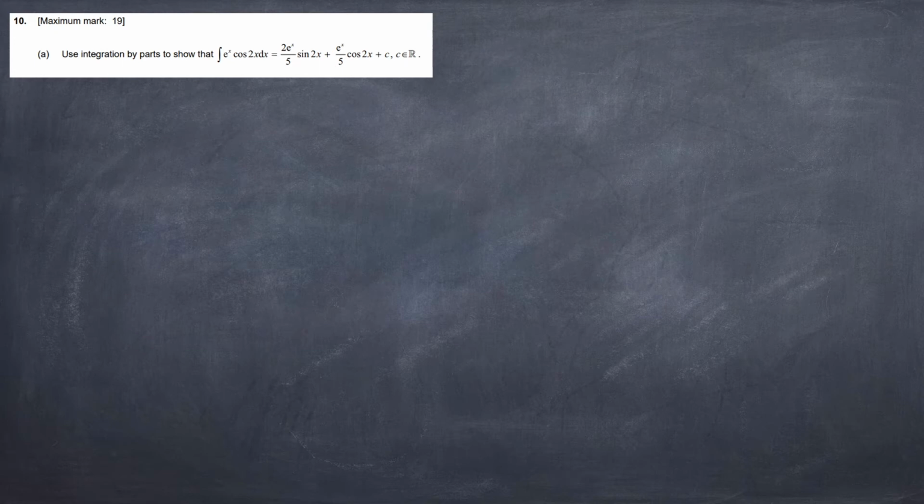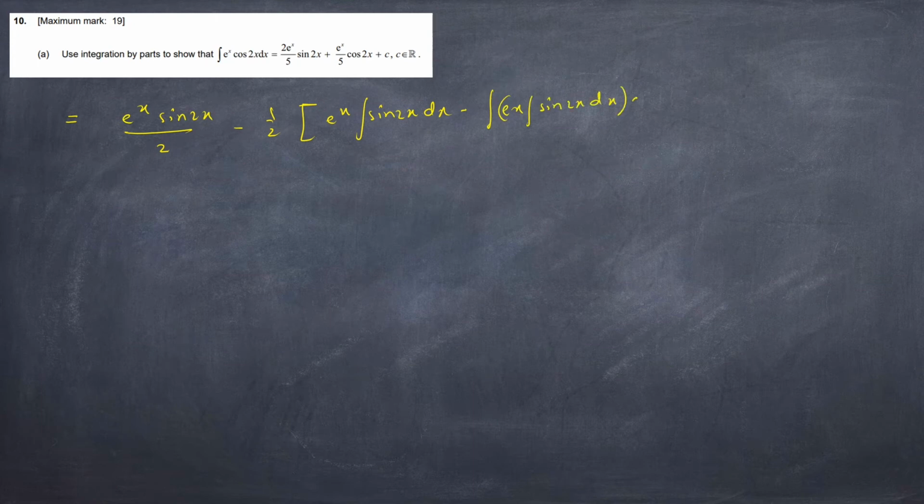So after this particular method, if you solve this process, then it will come out to be e to the power x sine 2x divided by 2 minus, the step was half e to the power x integration sine 2x dx minus integration e to the power x integration sine 2x dx whole dx. So this was the part.